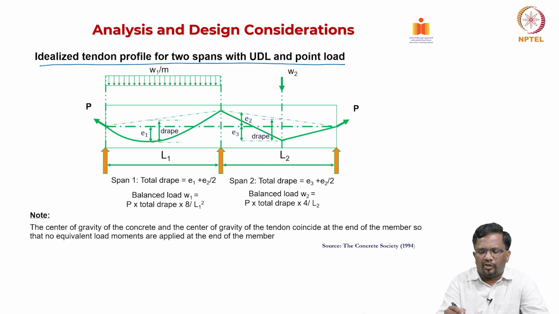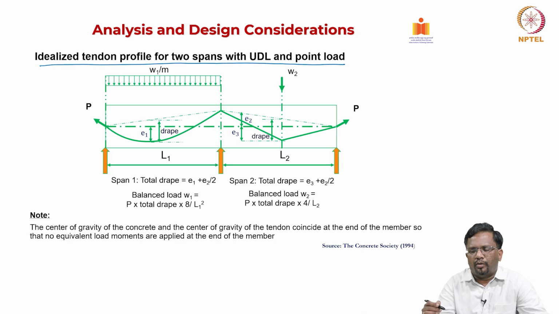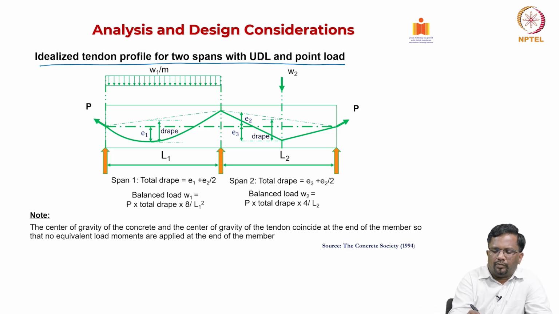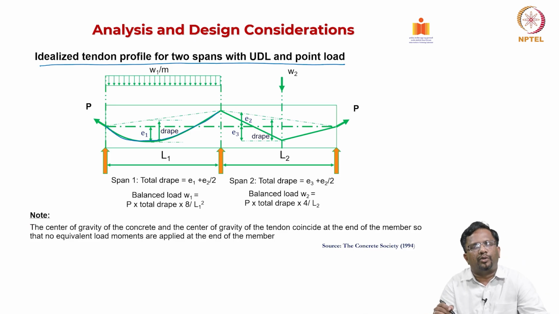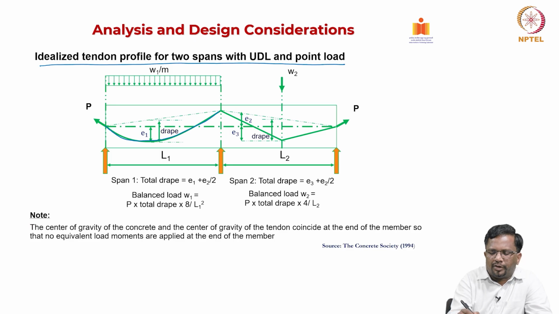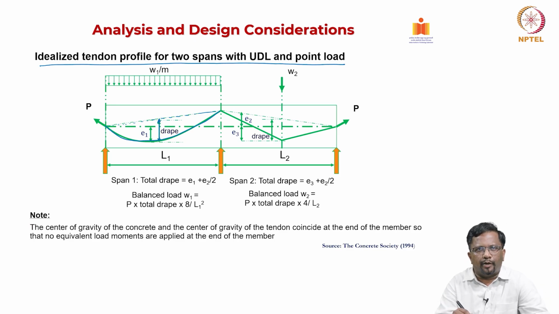Now, what are the idealized tendon profiles for a two span PT slab, for example, that I am doing? One span is having a uniformly distributed load, and another span is having, let us say, a point load. We are talking about a two span PT slab, one way system. For this one, because it is subjected to uniformly distributed load, I am going to put a parabolic cable. We know that the drape is basically, if I draw a line like this, connecting like this. So, this is the drape of the cable.